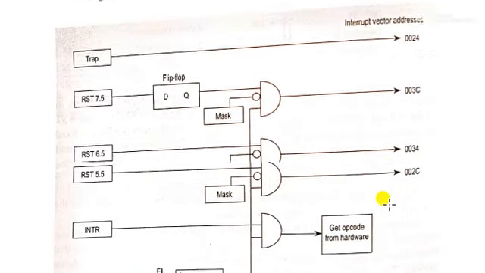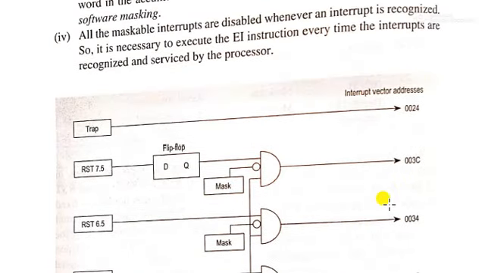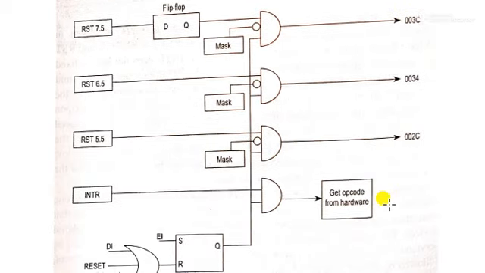Today we will learn about the details of the interrupts. We said in the previous class that some interrupts are maskable and some are non-maskable. RST 7.5, 6.5 and 5.5 are the maskable interrupts, and TRAP is non-maskable. So how can we mask and unmask an interrupt?